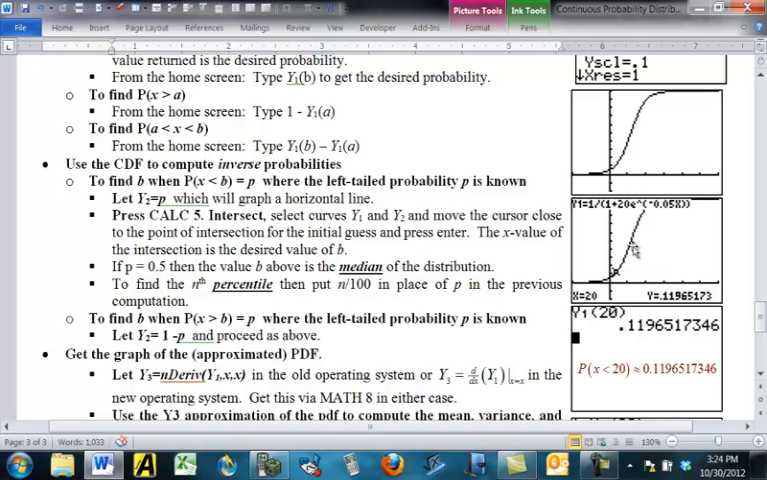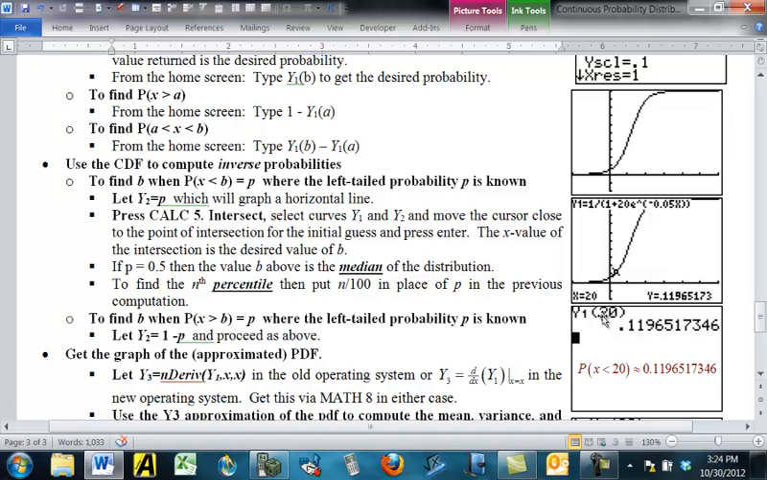Okay, and if you look here, I've done it a couple ways. So I want to find the probability that x is less than 20, or the probability that x is less than or equal to 20. Doesn't make any difference whether you include 20 or not. You get the same probability. The first one's a trace. So I just hit the trace button. That's one of those buttons up at the top, and then I type in 20 and enter, and it'll show me the point 20 for x and then the y, and that y is the cumulative probability that we're looking for. Or I can just go to the home screen and just say y1 of 20.